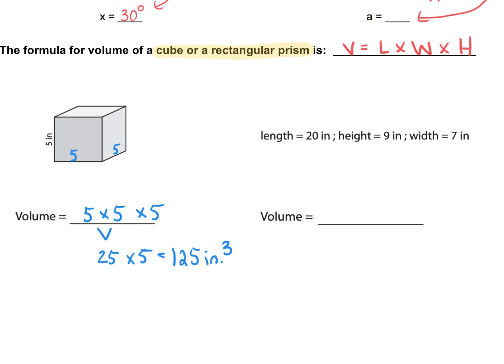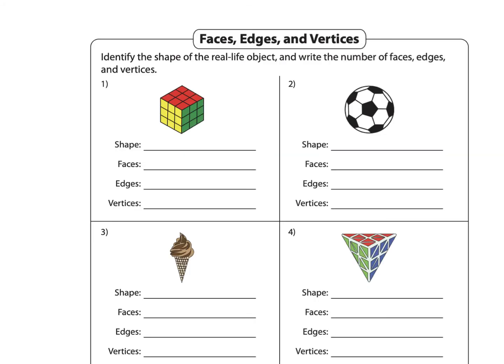Okay, let's take a look at our next one here. How would I find the volume of this shape? Here, we can tell it must be a rectangular prism because it has different measurements for the height, the width, and the length. That's right, you would find it by multiplying 20 times 9 times 7, which would give us 1,260 inches cubed.